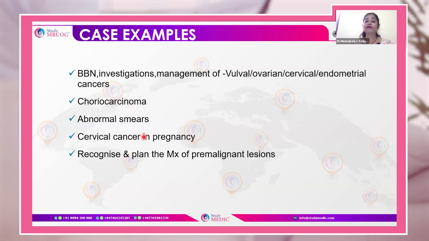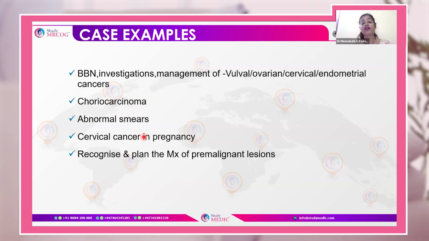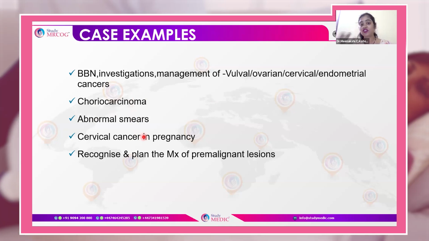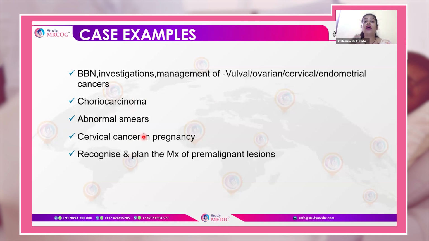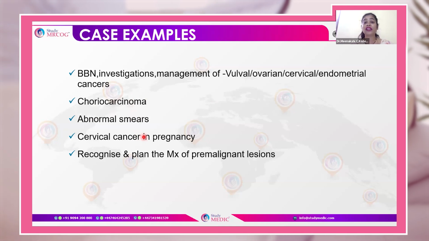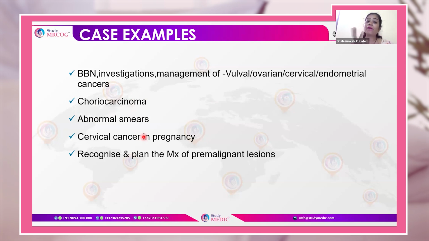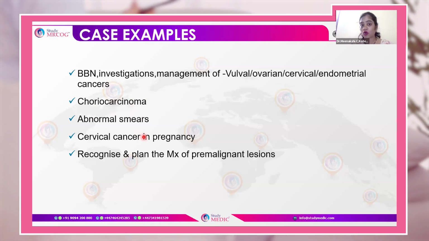In the abnormal smears, once the smears come out to be abnormal, you'll be explaining regarding the colposcopy, regarding the LLETZ procedure, and how the procedure would be done. And sometimes you need to explain the risks associated with that, and what if the reports come out in favor of cancer. This can be an overlap between sexual reproductive health and the oncology module.